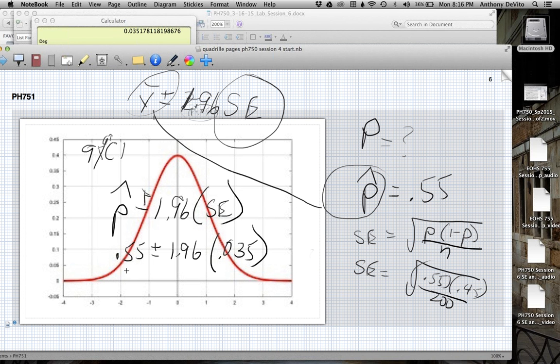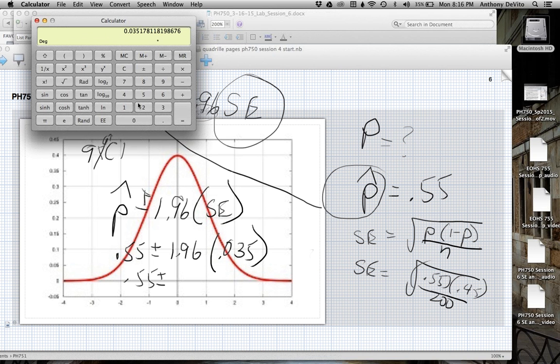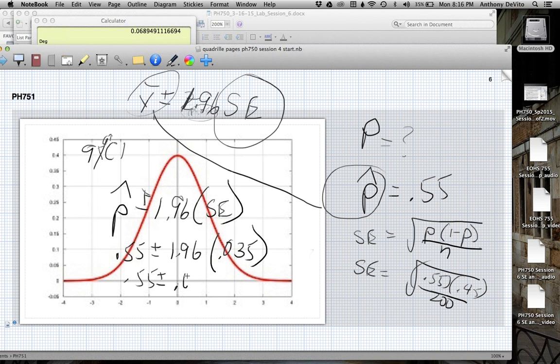Right? So let's figure this out. So it's 0.55 plus or minus, and let's work that out, times 1.96, is 0.069, I'm going to call it. I'm going to round it off, 0.069, make it a little easier on myself. 0.069, 6.9%. That's our margin of error. Now, kind of makes sense now in a poll, right? Now we're talking about an election, a poll, and that's what they do with elections.